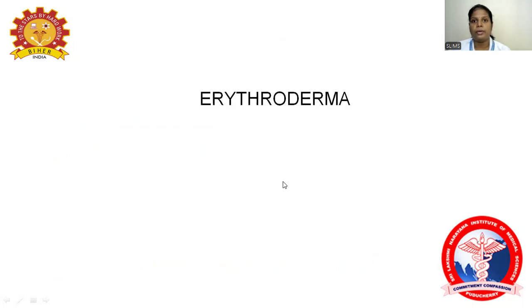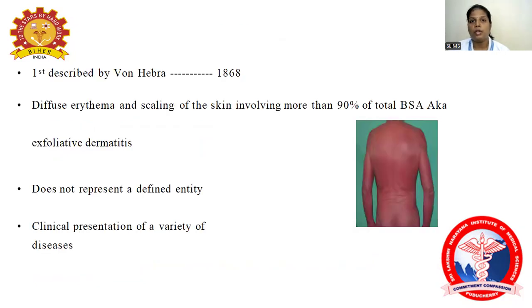So what is erythroderma? Erythro means erythema, derma means skin. When there is redness in the skin, more than 90% along with scaling, it is known as erythroderma. It was first described by Von Hebra in 1868 and is also known as exfoliative dermatitis. It does not represent any defined entity, but is a clinical presentation of a variety of diseases. It comes under pre-existing disease.